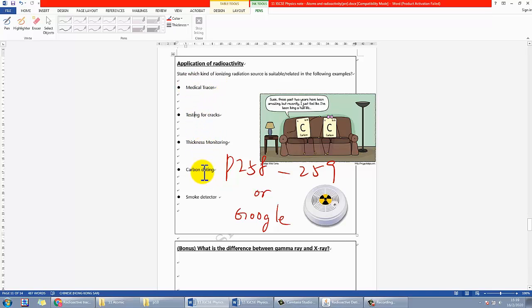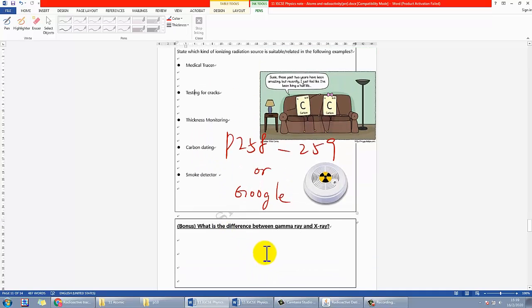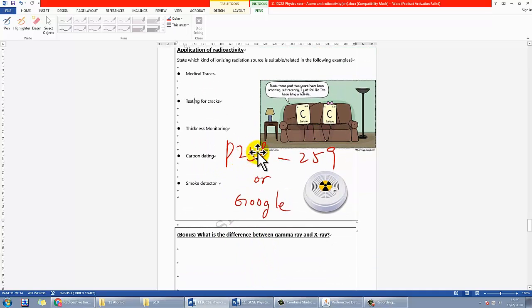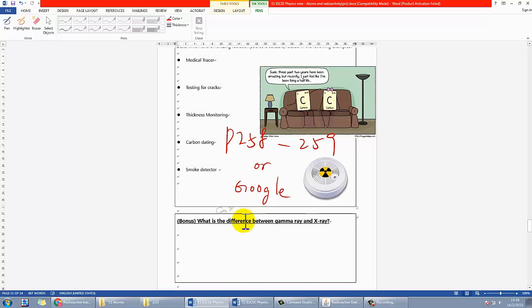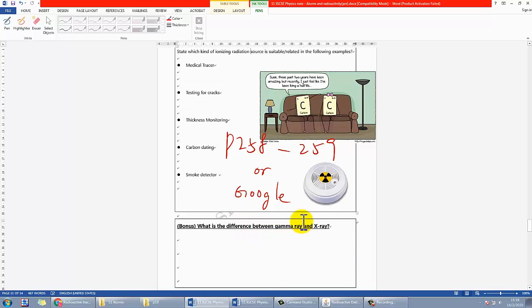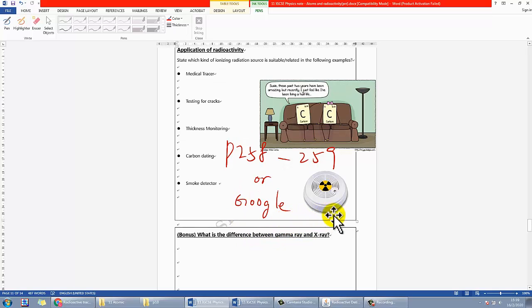So what I want you to do is finish page 11 by reading the textbook on these two pages, or if you can't find the answer, you may want to Google it. Help me to find what are the relevant or suitable ionizing radiation sources, that means alpha, beta, or gamma, for each of these applications. And also try to find out the difference between gamma ray and X-ray. Pause the video and do it now.